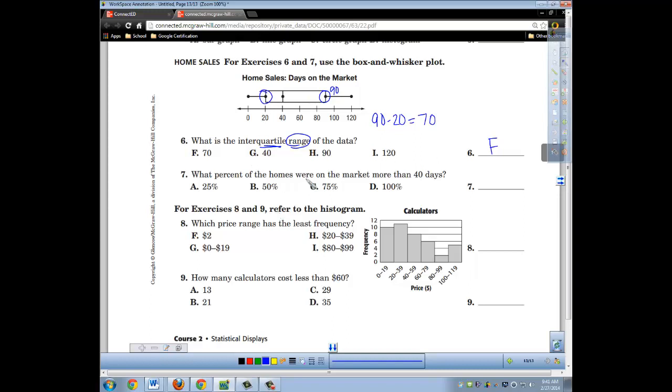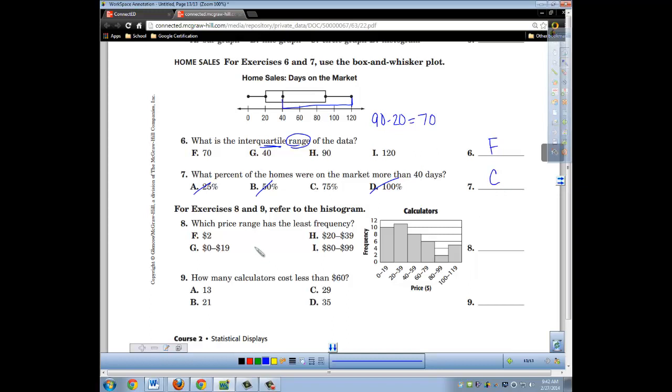What percent of the homes were on the market more than 40 days? This is just kind of an elimination problem. We're looking at 40 or above, so we're looking at this section. If it were 100%, this would take up the entire graph. It does not, so it's not 100. This section is quite a bit bigger than this, so it's not 25. It'd be 50 if everything were evenly divided, but again, this side is much bigger than this one, so it's not 50. It's going to be C, 75%.